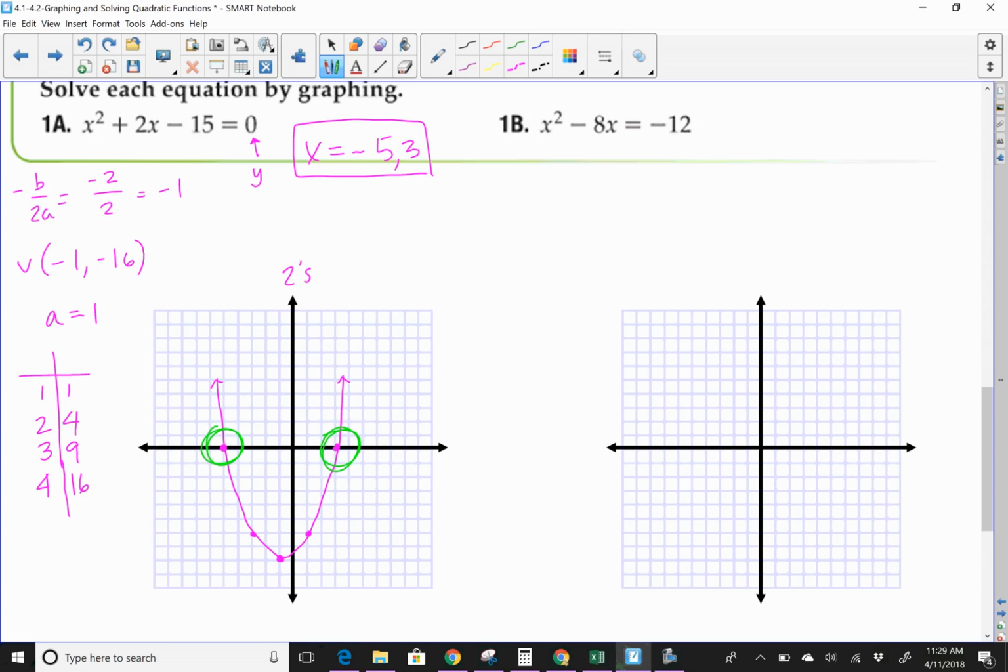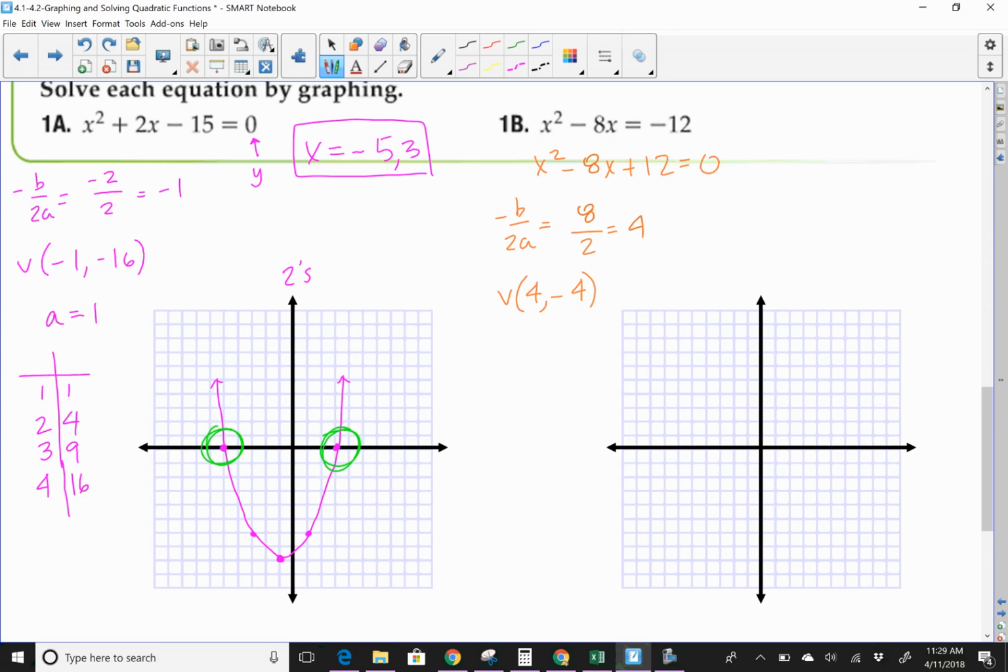Okay? All right. X squared minus 8x equals negative 12. Of course, we first have to set it equal to 0. So that gives me x squared minus 8x plus 12 equals 0. If I do my negative b over 2a, then I'm going to have 8 over 2, which is 4. And when I plug that back in, I'm going to get 4 comma negative 4.